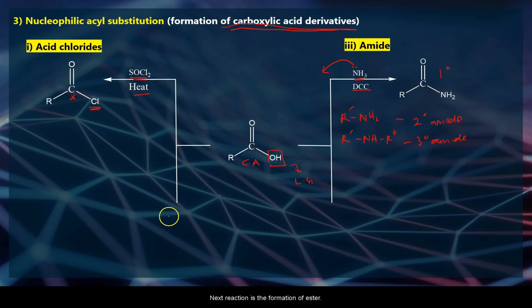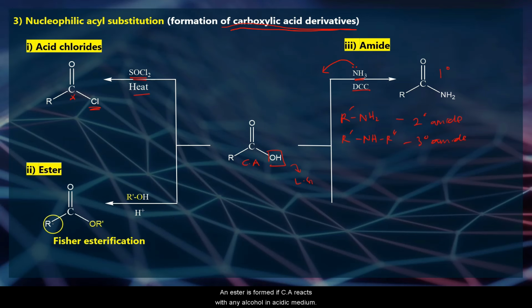Next reaction is the formation of ester. An ester is formed if carboxylic acid reacts with any alcohol in acidic medium. Hydroxyl group leaves as leaving group and takes hydrogen from the OH of the alcohol to form water, as this part will attack C double bond O. This reaction is called Fischer esterification reaction.